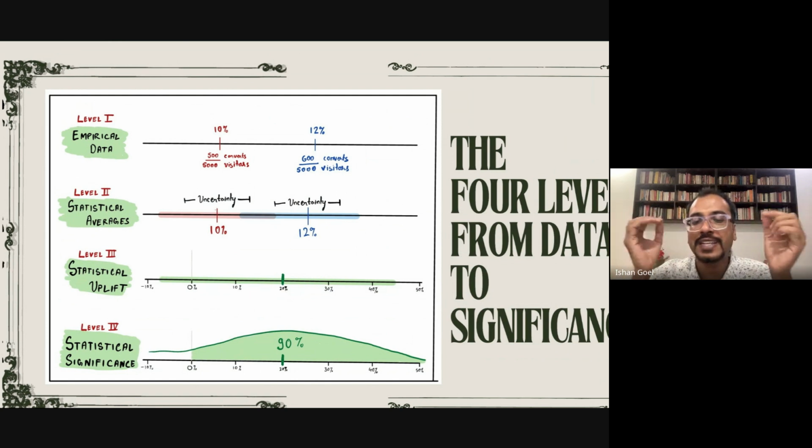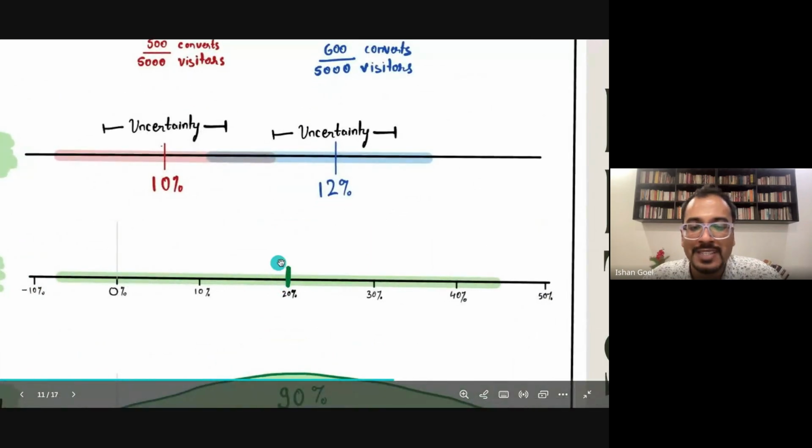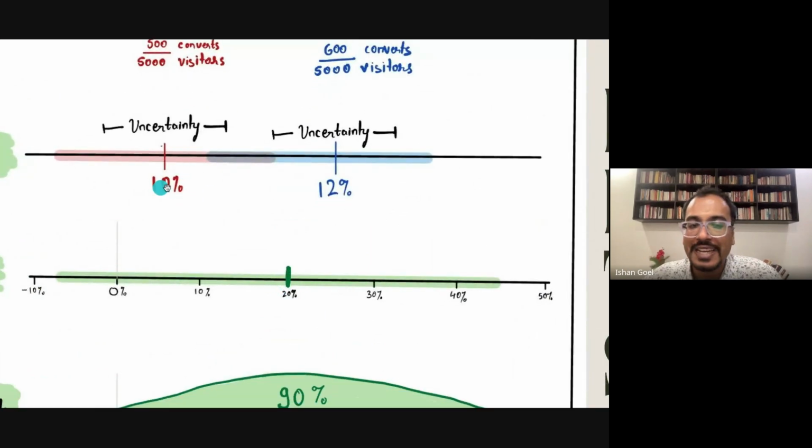And what you get is the likely uplift in your test. Here we have expressed uplift relative to the baseline. So the difference here is 2%, but relative to baseline, it is 20%. That's how it is usually expressed. It is always expressed relative to baseline.